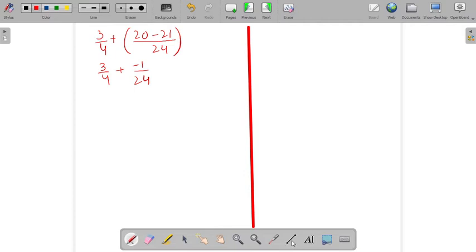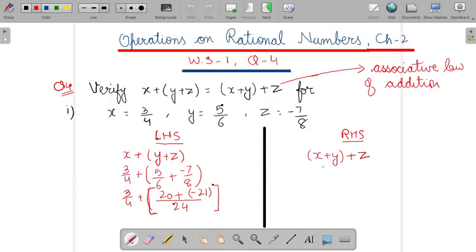Now what should be the next step? Again you will take its LCM. So the LCM will be 24. Divide from below, multiply on top: 24 divided by 4 is 6, and 6 times 3 is 18, plus minus 1 upon 24. Solve it further, you would be getting 18 minus 1, 17 upon 24. Similarly, we will go for the RHS part.